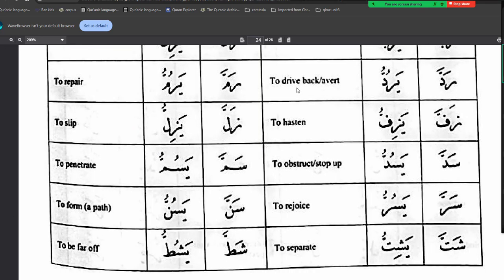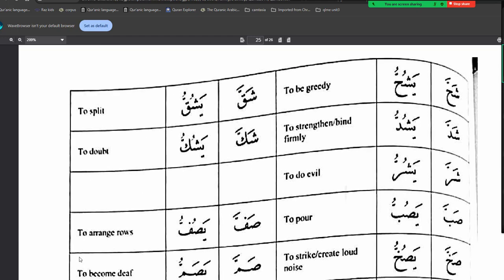Radda yaruddu to drive back or avert. Zaffa yaziffu to hasten. Sadda yasuddu to obstruct or stop up. Sarra yasurru to rejoice. Shatta yashittu to separate. Ramma yarummu to repair. Zalla yazillu to slip. Samma yasummu to penetrate. Sanna yasunnu to form a path. Shatta yashuttu to be far off. There are a lot of examples.